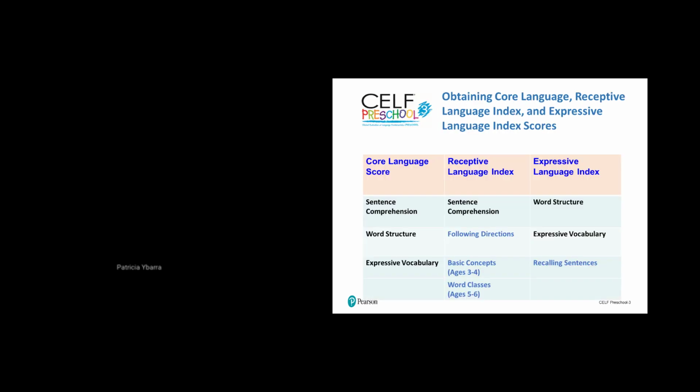The core language score is a measure of general language ability that quantifies a child's overall language performance. The core language score is derived by summing the scaled scores from the 3 subtests that best discriminate performances of children with typical language development and from performances of children with impaired language.